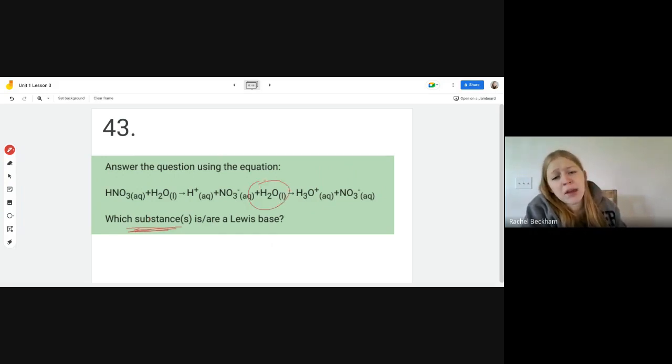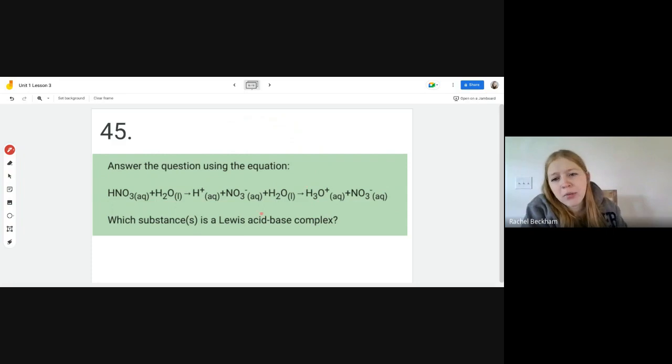Water is going to be a Lewis base because, remember that a Lewis base is something that donates electrons. Water has these extra electrons that reach out and offer them to the H plus. NO3 negative also has that negative charge, so it also has the potential to donate electrons. So the NO3 and the water have the potential to be bases in this scenario. So both of those would be correct. They both can donate electrons. And then lastly, which is the acid-base complex? It's always going to be the H3O plus. That is going to be your complex for the purpose of these lessons.